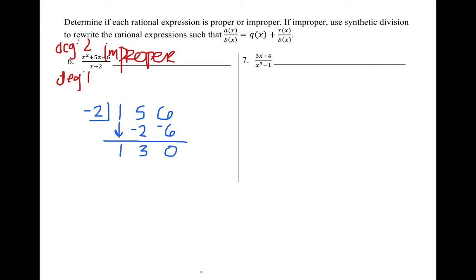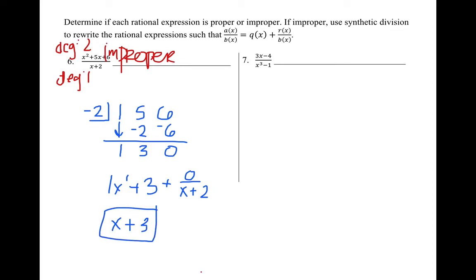So my original polynomial, the top, was degree 2. So my answer is going to be degree 1, x plus 3. My remainder is 0. So I could say plus 0 over x plus 2, but that doesn't really change anything at all, so I can just write my answer as x plus 3.